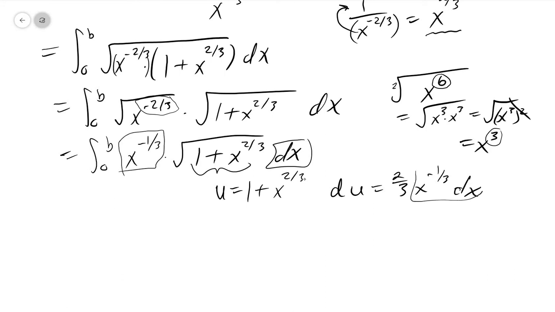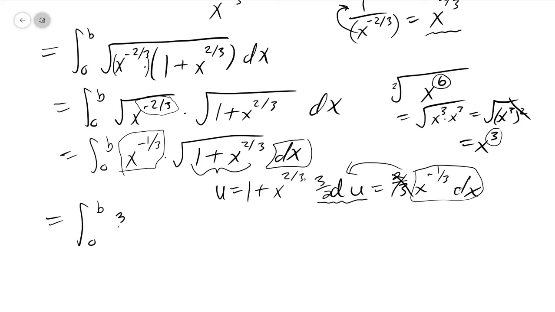I'm going to replace it with, let's move this over here, so let's divide by my 2/3. I now get a 3/2 when I divide by my 2/3. So I'm going to replace my x to the negative 1/3 dx with 3/2 du. So let's go ahead and make that replacement.